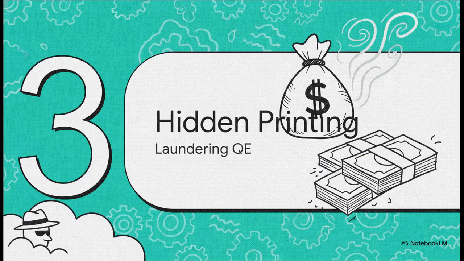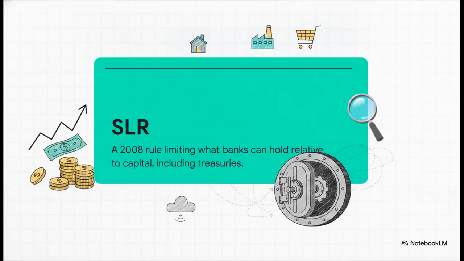Section 3, banks and hidden money printing, laundering quantitative easing. So let's play this out. Let's assume they successfully use that newly curated data to justify lower rates. How do they actually print the money to stimulate the economy without it glaringly showing up on the Fed's balance sheet? Well, this brings us to a somewhat obscure banking rule called the Supplemental Leverage Ratio, or SLR. It came out of the 2008 financial crisis, and it limits how much a bank can hold relative to its own capital. But if you tweak this rule just a bit, it becomes a stealth vehicle for monetary emission.